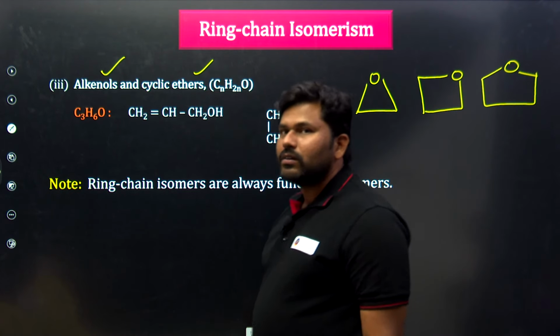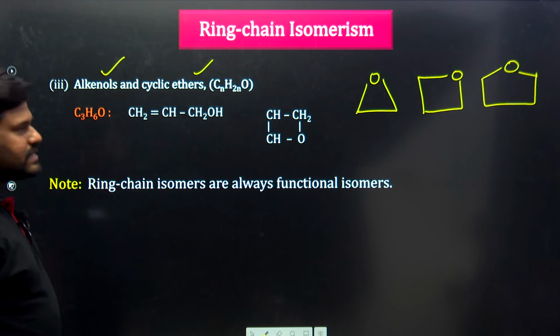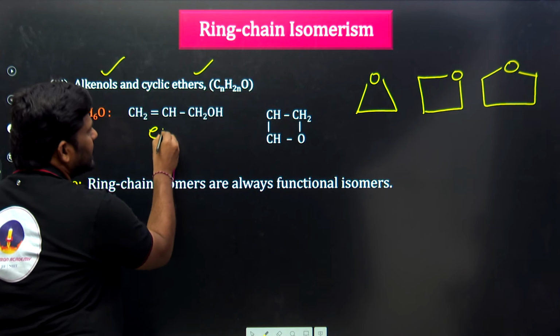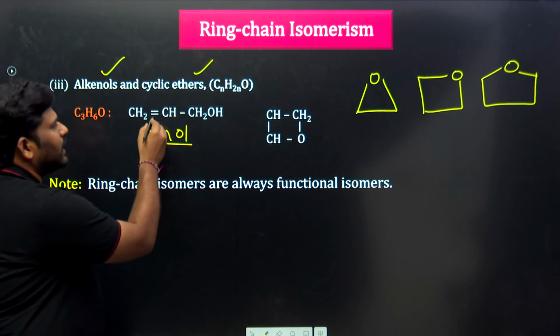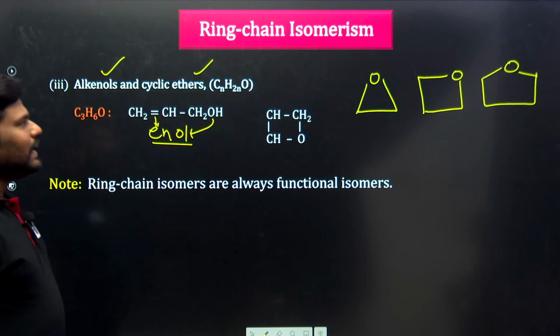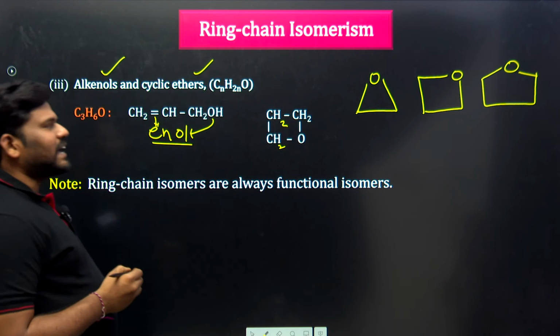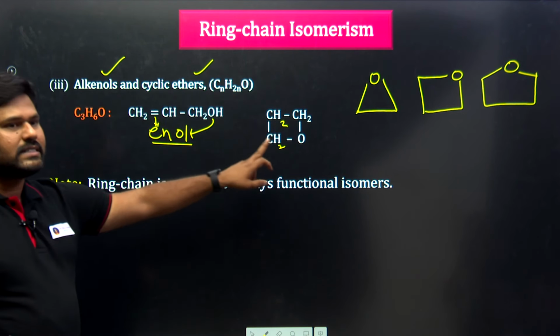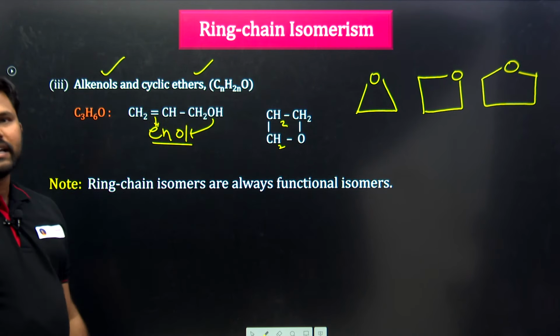So, cyclic what we call here? So, alkenol. See here for this example. Enol. Why enol? Double bond is there, en. We know that OH is there. That is ol. Enol, and we have here CH2, cyclic ether. So both are called the alkenol and ethers. So these two are called the ring chain isomers.